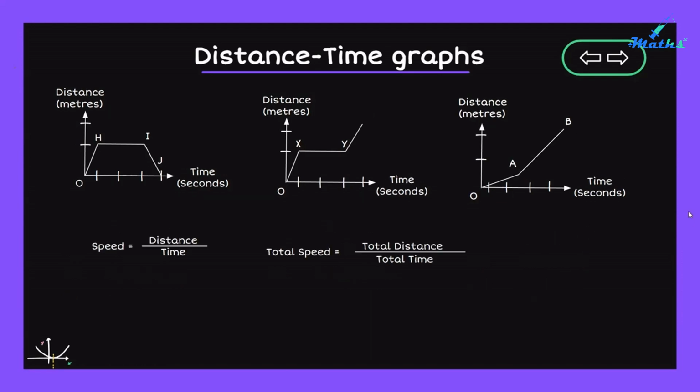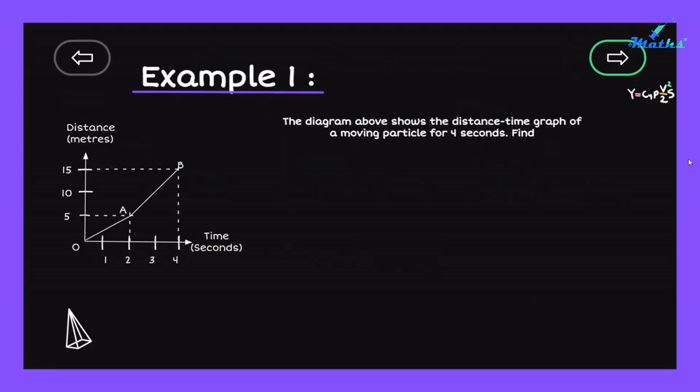When the question asks you to find the speed from a distance-time graph, the speed formula is distance divided by time. The other way to say it is total speed equals total distance divided by total time. Let's go through example one.